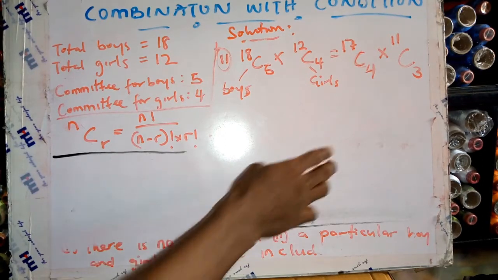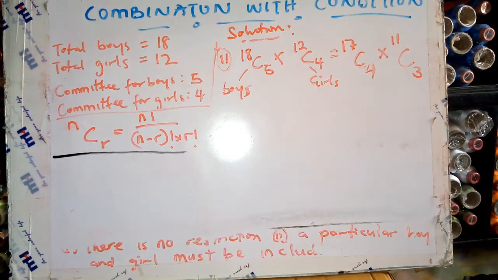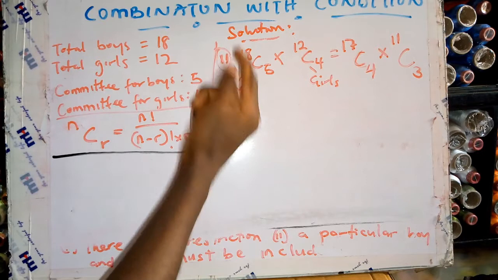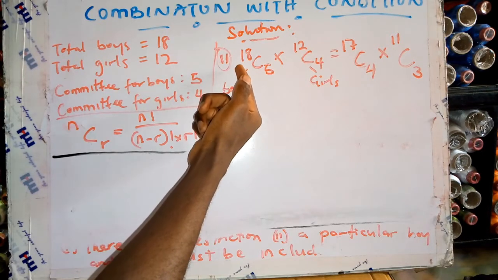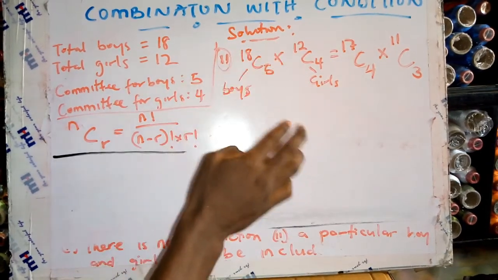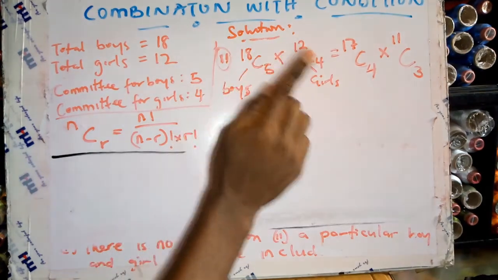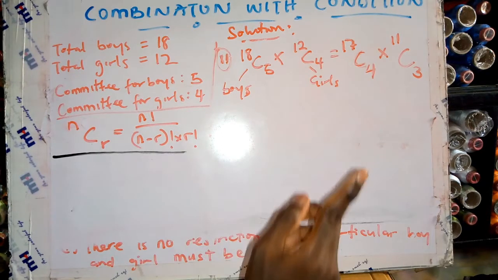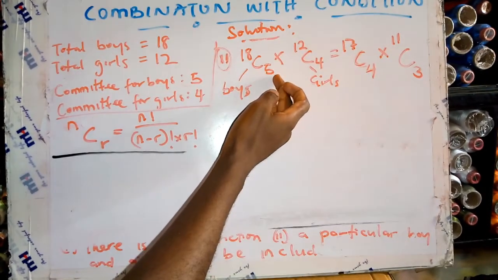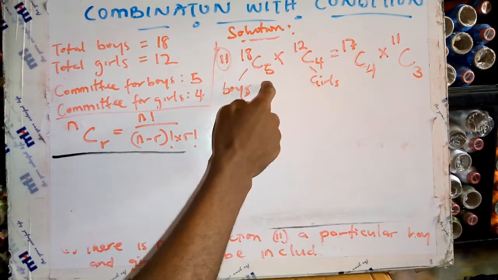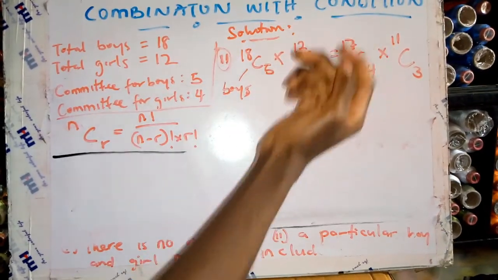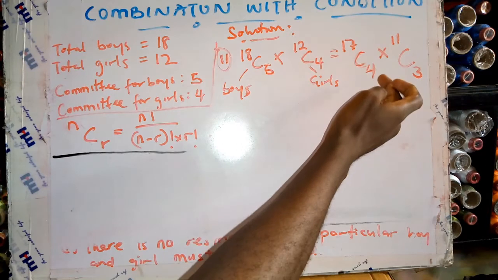And that is the same scenario we are having here, whereby out of the 18 boys, we are told that one particular boy must be there. And so if one particular boy must be there, we are going to subtract that one boy from the total number of boys, and also from the number of boys that must be chosen to form that committee. So that's why when we minus 1 from 18, we'll be left with 17. When we minus 1 from the 5, we'll be left with 4.